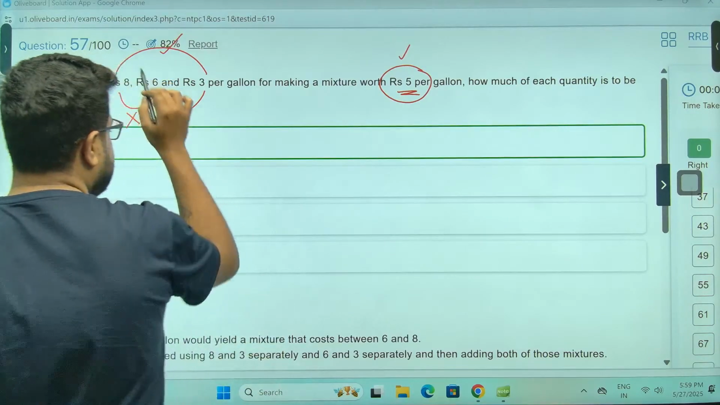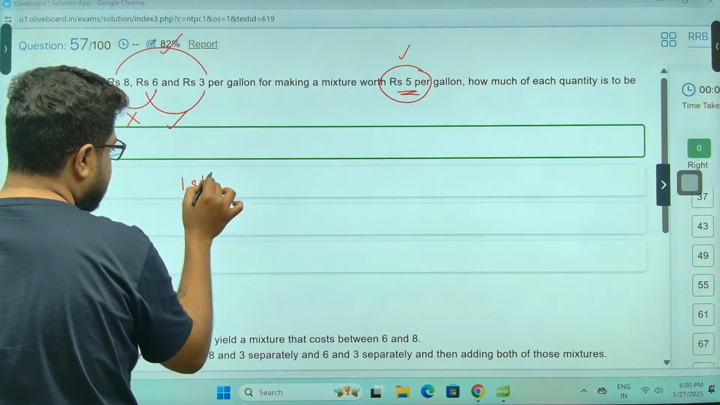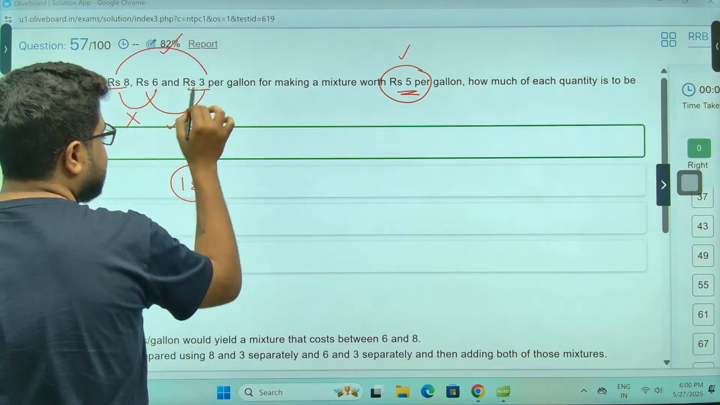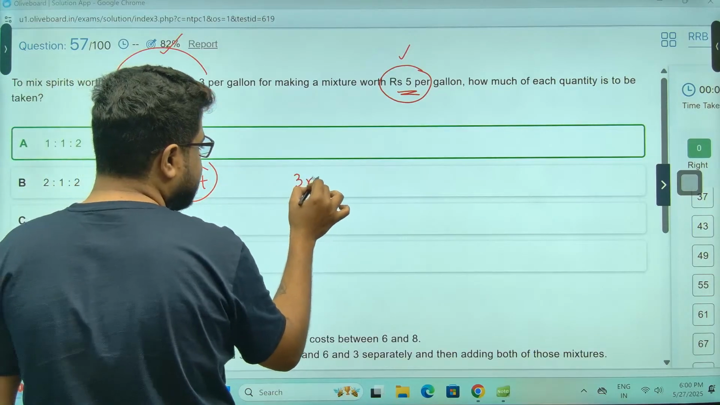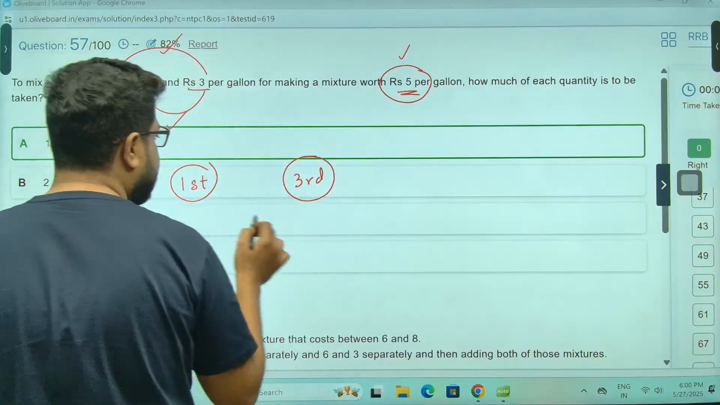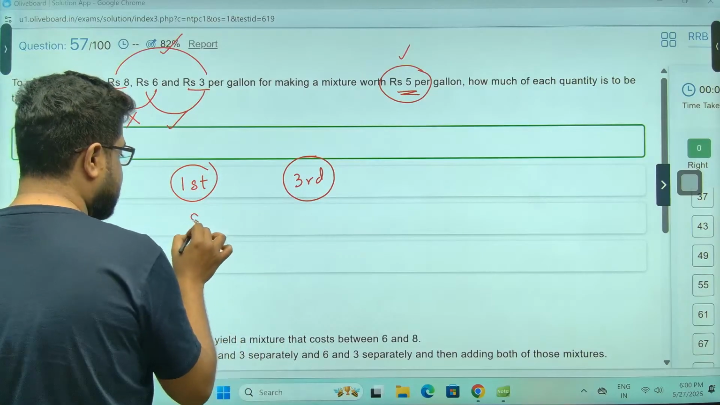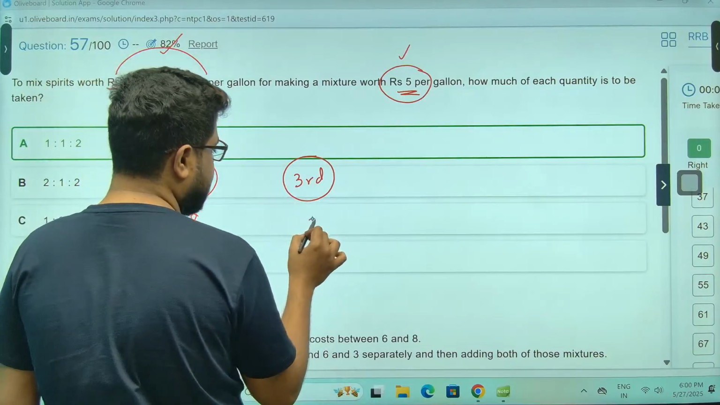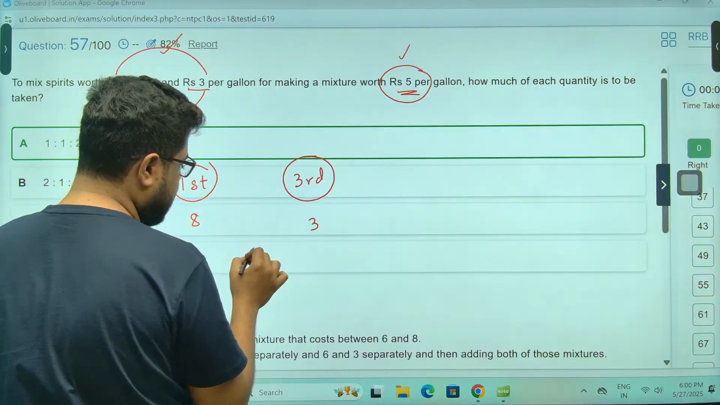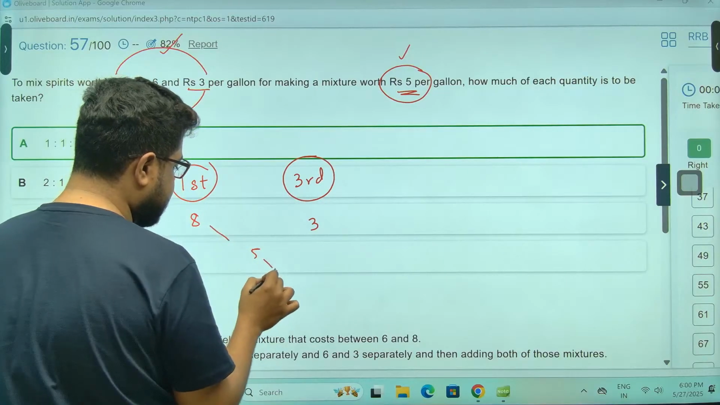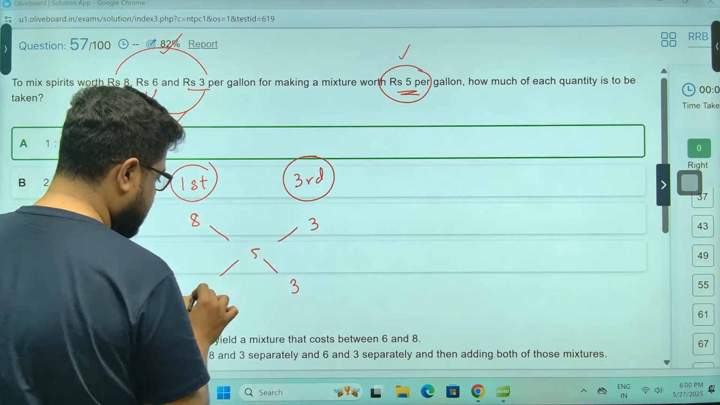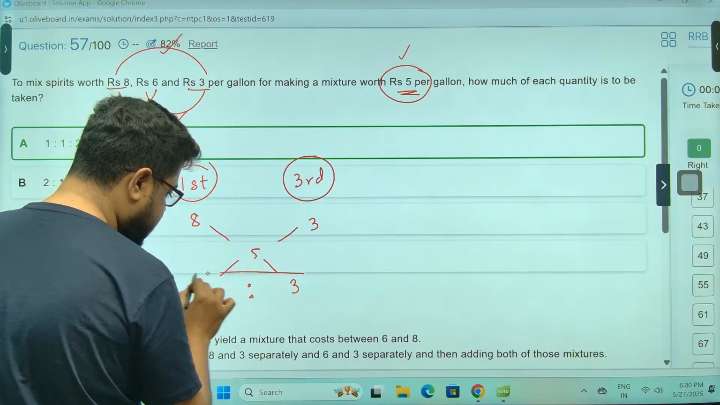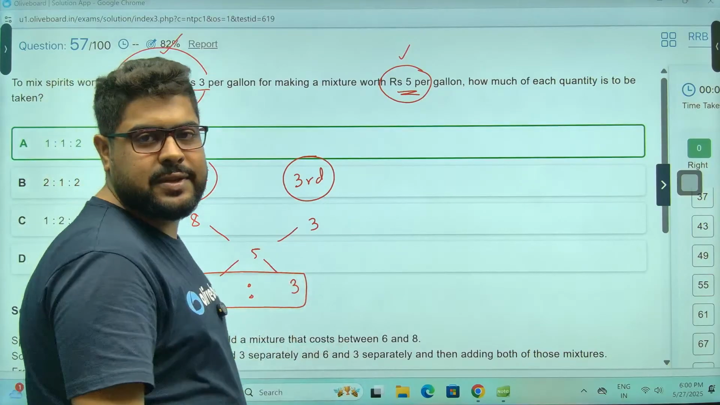So first things first, if I'm taking 8 and 3, first mixture, and this is the third mixture. This is why we got confused last time. So just write it properly. So 6 here, 3 here. If you do this, it is 5 in the middle. So this is 3, this is 2, sir. So the ratio of first and third is 2:3.